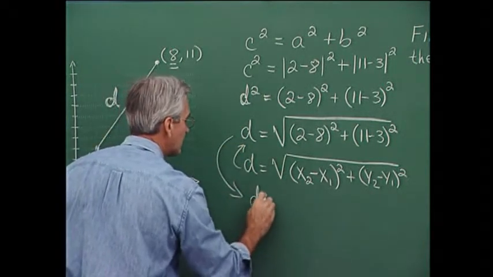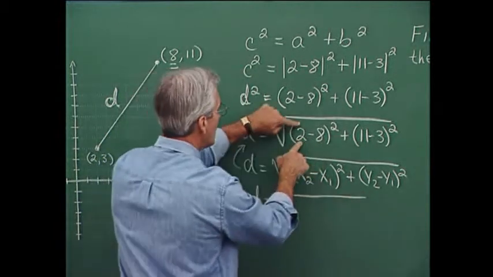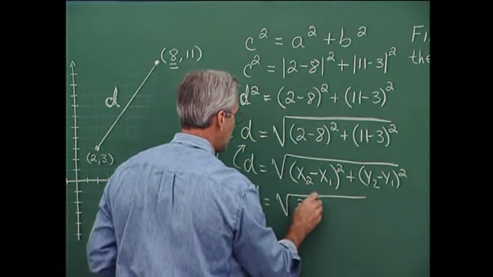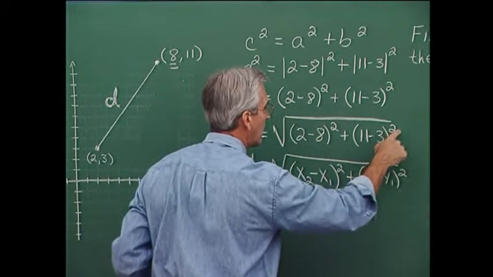So the distance then is the square root of, well, let's see, 2 minus 8, that's negative 6. Negative 6 squared is 36. And then 11 minus 3 is 8. 8 squared is 64.